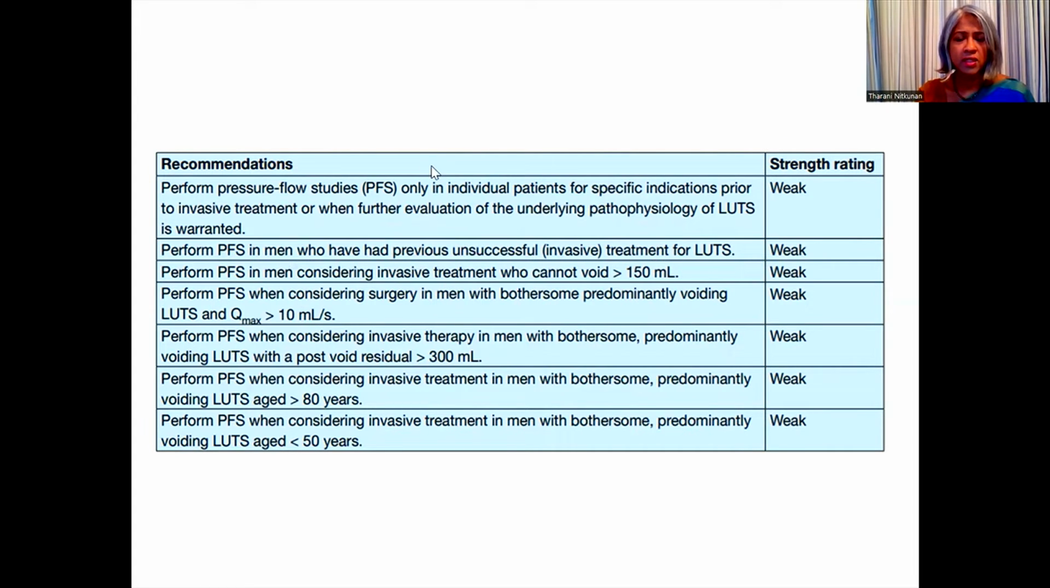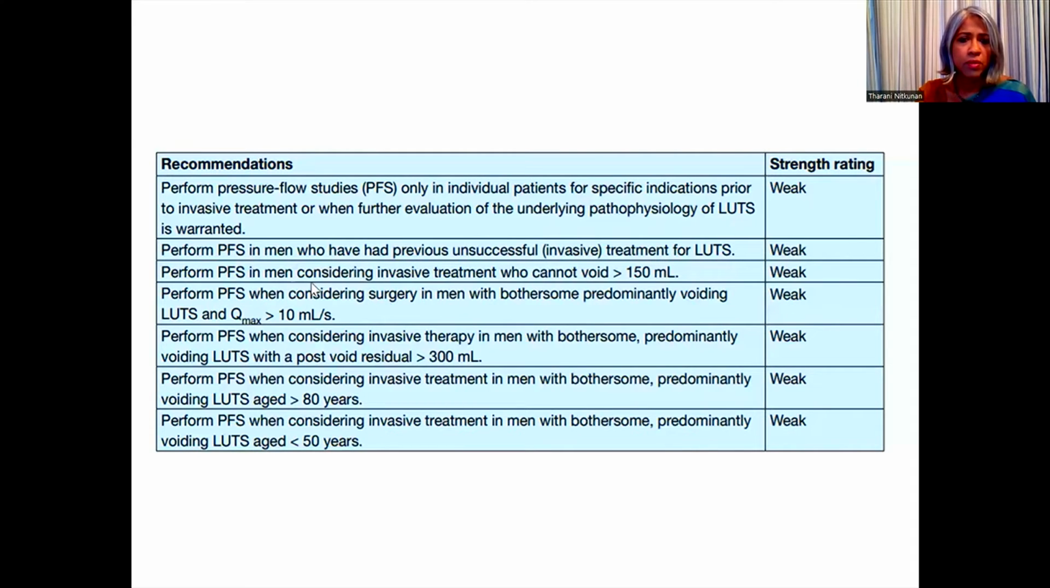So pressure flow studies to be performed only in individuals for specific indications prior to invasive treatment, or when further evaluation of the underlying pathophysiology of LUTs is warranted. So this is where, if you're considering invasive management, should urodynamics be done then? And the evidence for this is weak. How about performing pressure flow studies in men who've had previous unsuccessful invasive treatment for their lower urinary tract symptoms? So those men who may have had a TURP and are having bothersome urinary symptoms. Again, the evidence for this recommendation is weak.